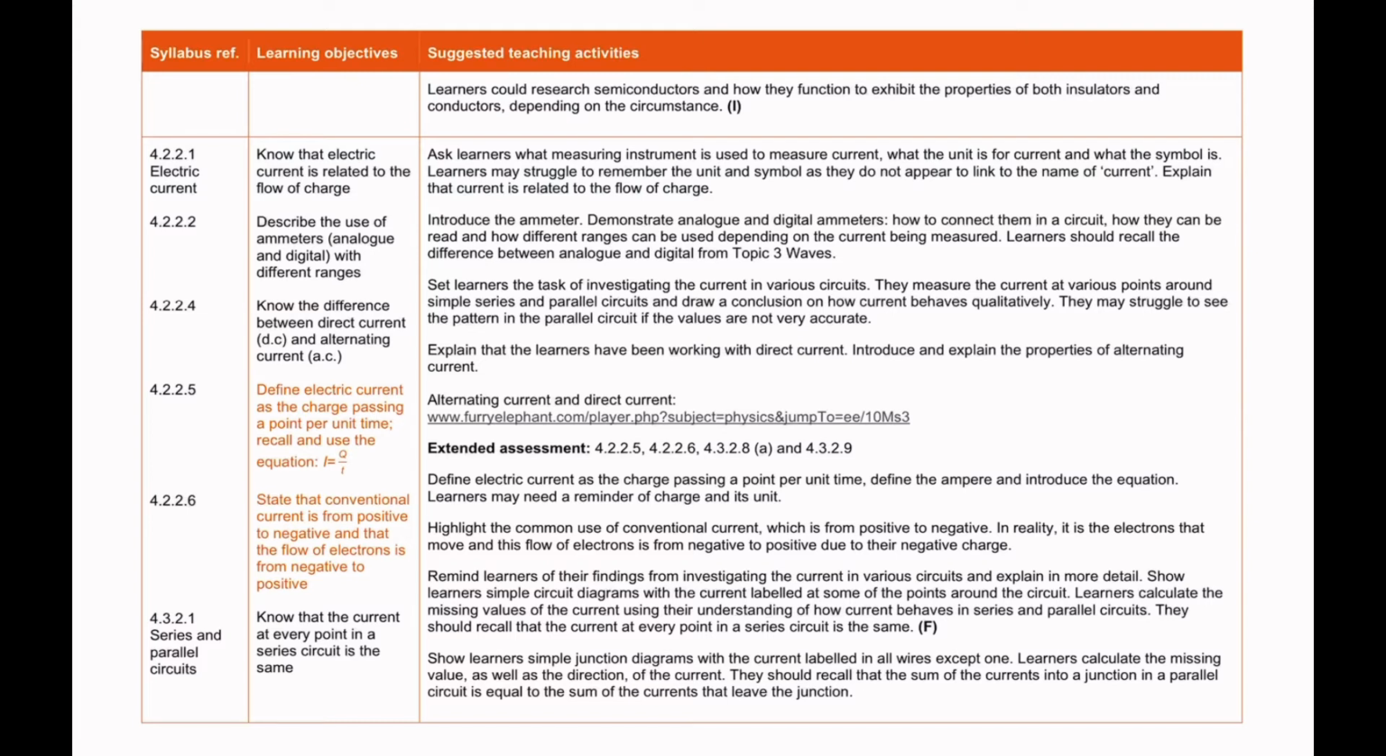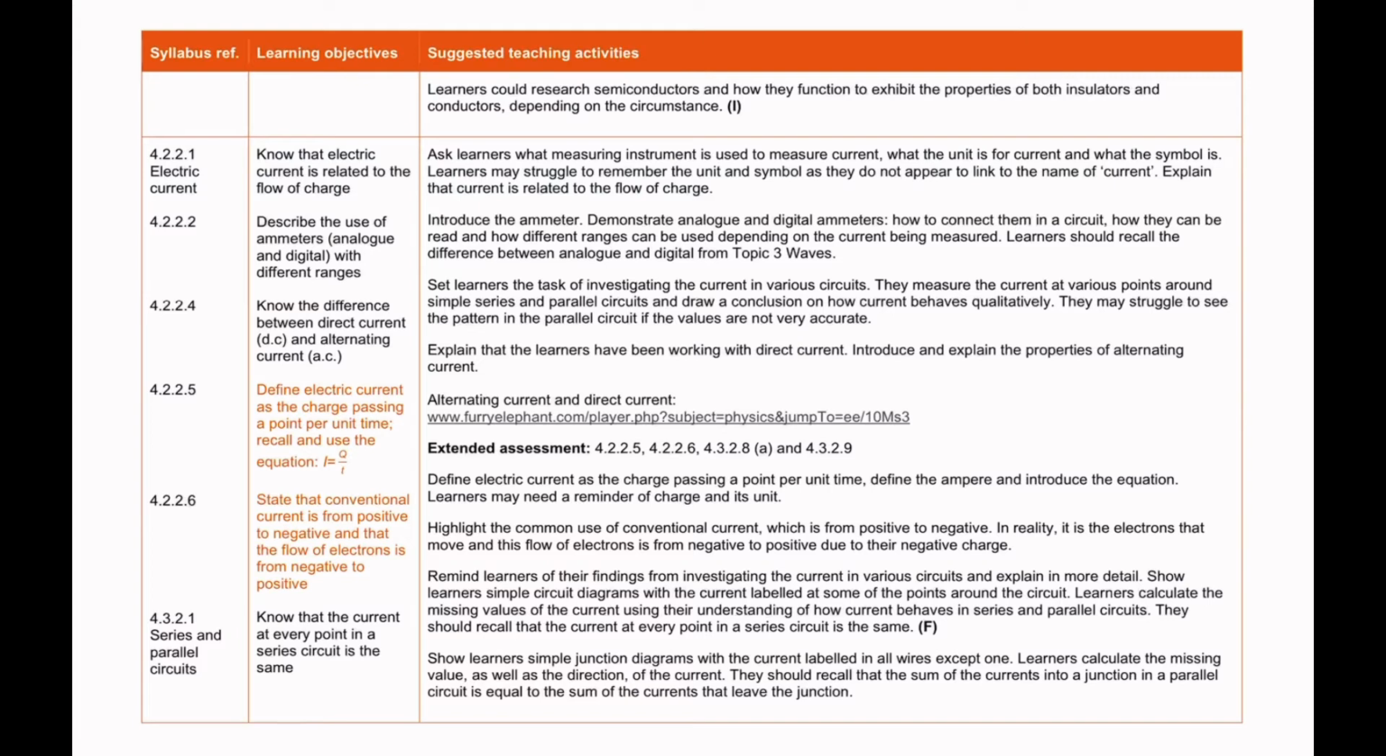Define electric current as a charge passing a point per unit time. Recall and use the equation I equals Q upon t, or Q equals I t. State that conventional current is from positive to negative and that the flow of electrons is from the negative to the positive. Key concept series and parallel circuits.